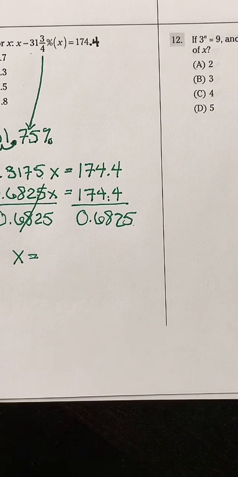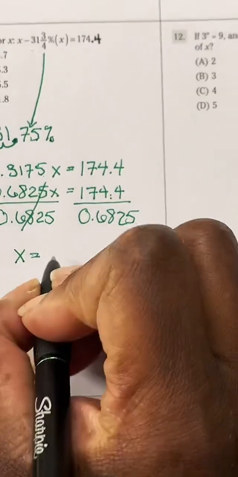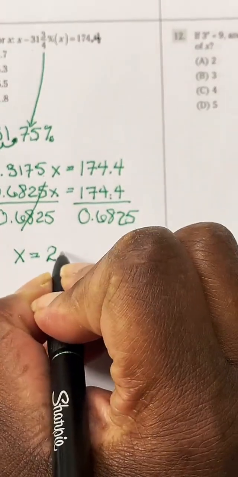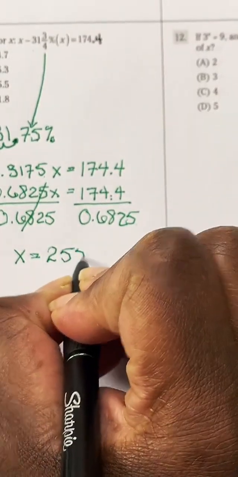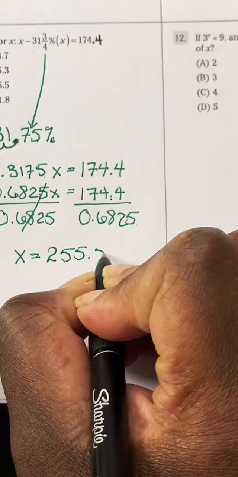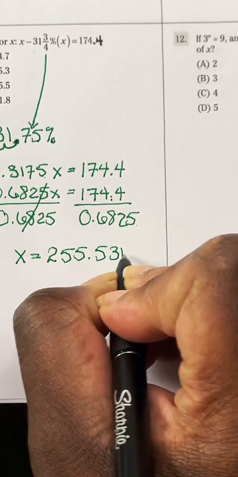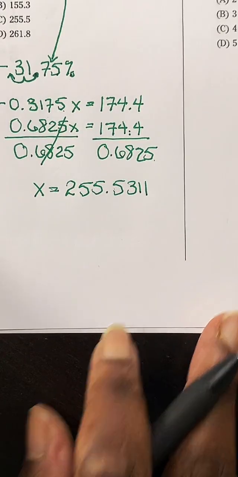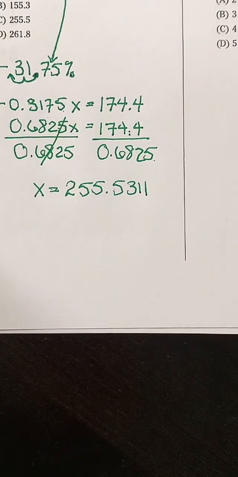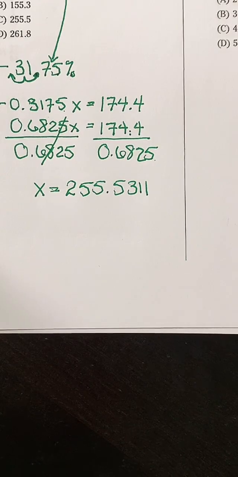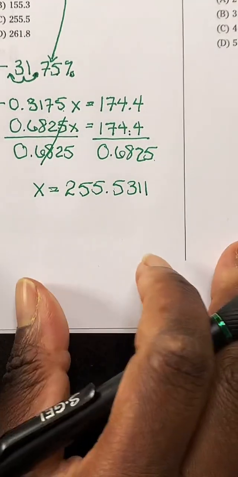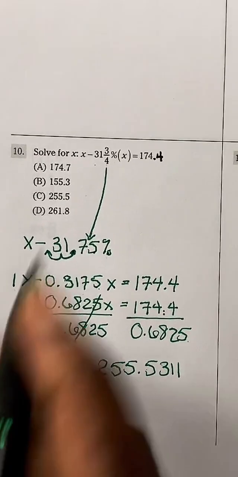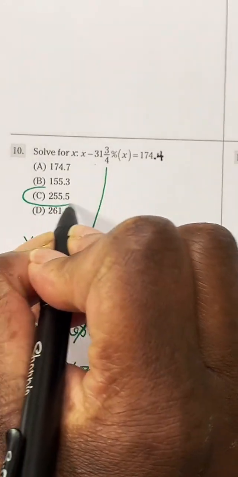Okay? So roughly your answer is going to be 255 and 5311 10,000ths. So what will come close to that? It will be C.